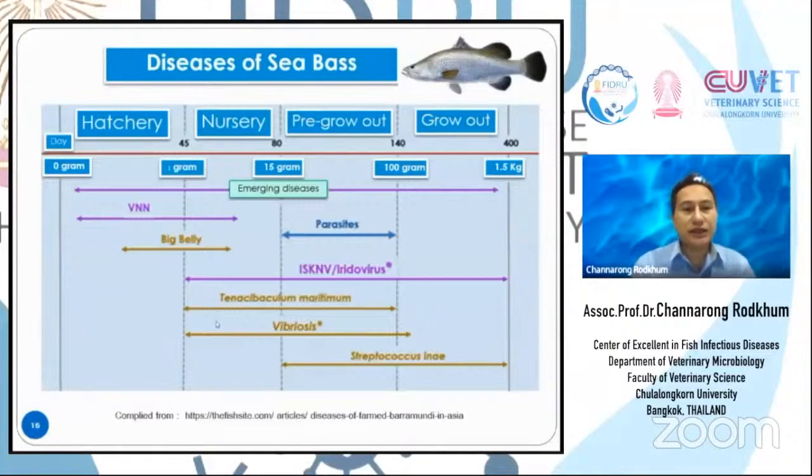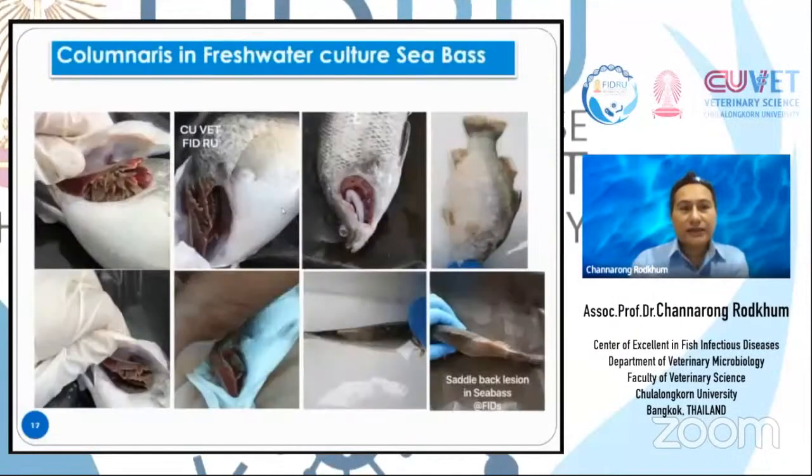This will include hatchery, nursery, pre-grow out, and grow out periods. And in all periods of Asian sea bass culture, it can be infected with many kinds of pathogens, including bacteria and virus infection, and also other emerging diseases. This is the columnaris disease in freshwater cultured Asian sea bass.